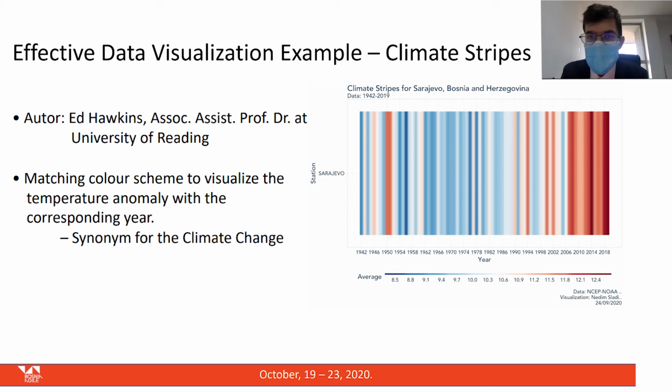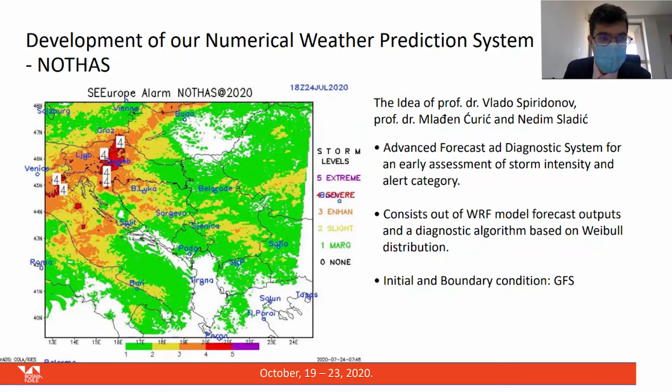And basically, this climate stripes visualization is used at many conferences regarding climate change and also in meteorology. Moving on to, I think, the very last slide: how we developed our numerical weather prediction system, which is not just us. This was the idea of two professors and me. So this was the idea of Professor Vlado Spiridonov, who is the first author of our work, and Professor Mladen Čukić.